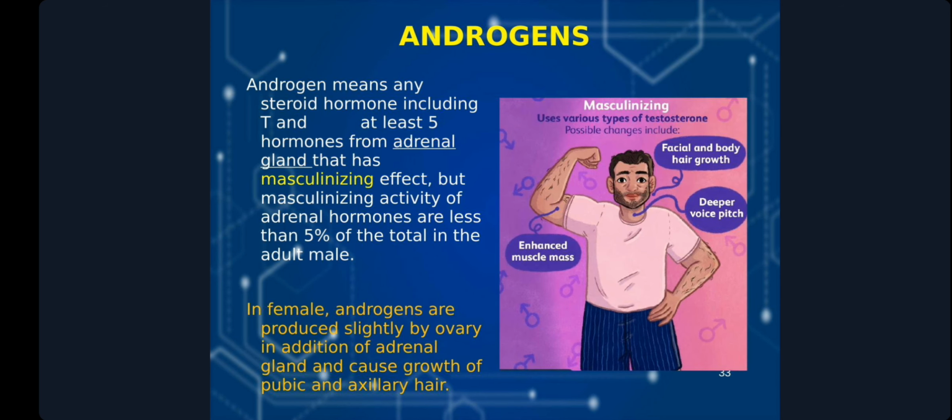So let's talk a little about androgens. Androgens means any steroid hormone, including testosterone and at least five hormones from the adrenal gland, generally named masculinizing hormones because androgens are involved in increasing skeletal mass. In females, maybe we have a little amount of androgen, but this androgen seems to have no effect except growth of pubic and axillary hair.